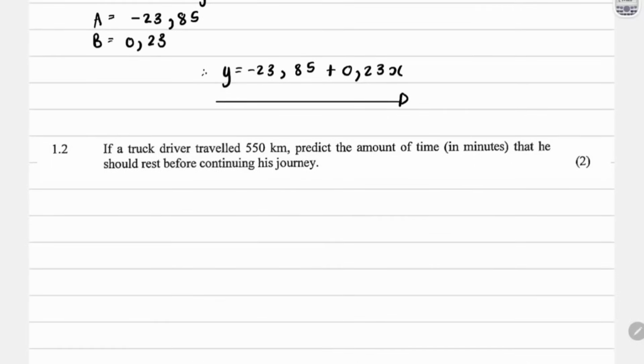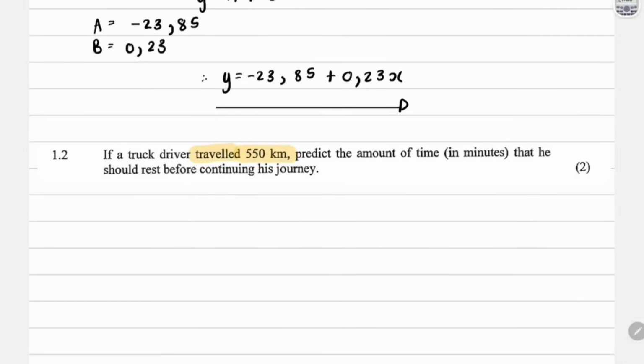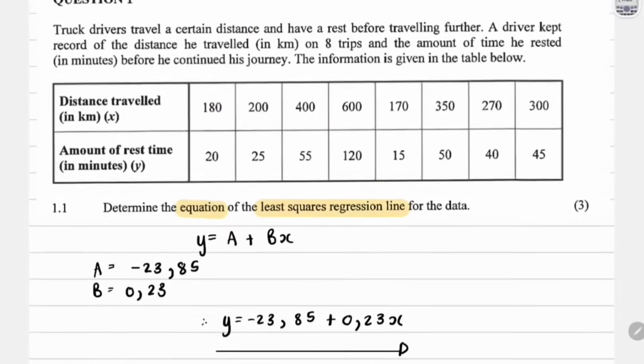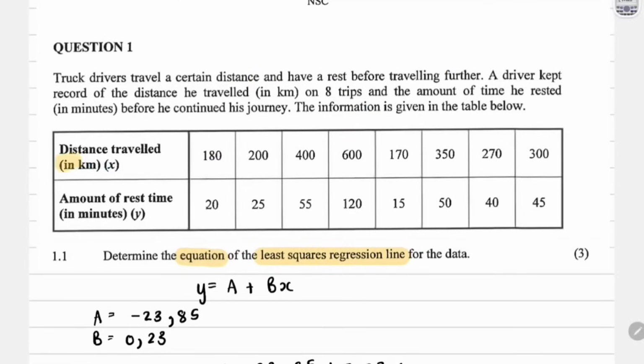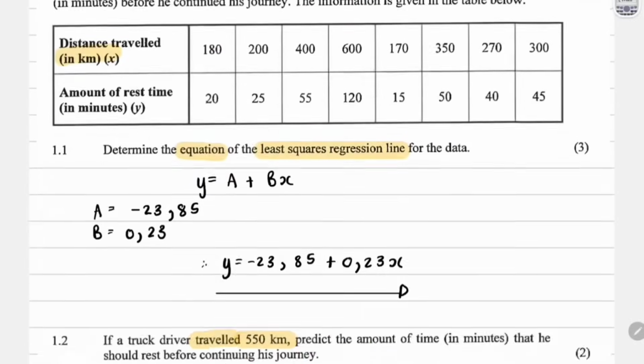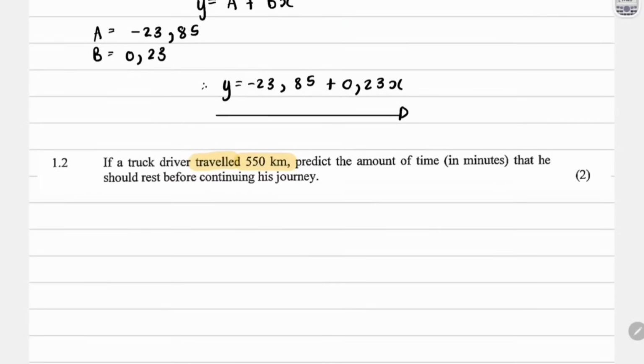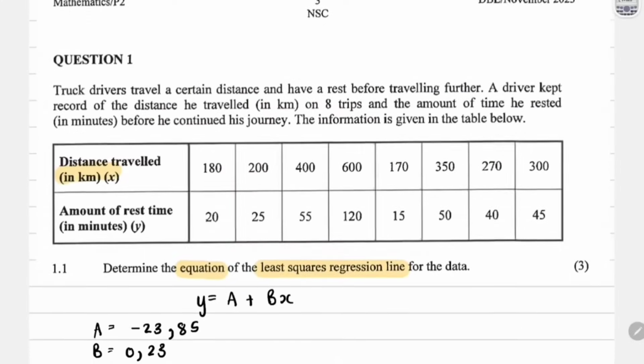So now we're going to have to really just look at what exactly they have given us and what they're asking us for. They said that the truck driver traveled for 550 kilometers. So you're going to have to think about that. The traveling distance, right? Were those the X or Y values? Where does that belong? That is, as you can see, kilometers. Those are our X values. So it means that they have given us an X value and they clearly want us to find a Y value, because the question is they want us to predict the amount of time in minutes. The time belongs to our Y values.